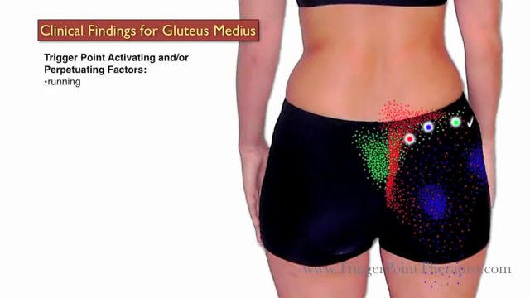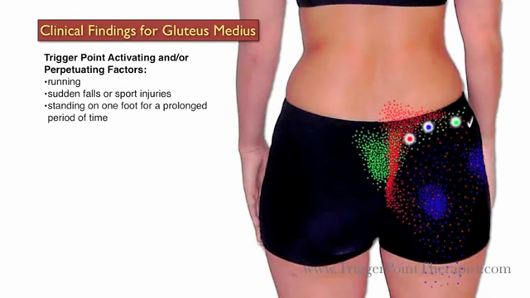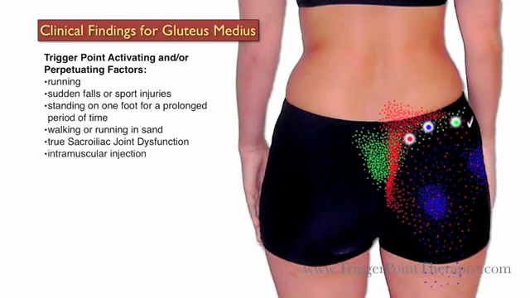Some activating factors for gluteus medius trigger points include running, sudden falls or sports injuries, standing on one foot for a long period of time, walking or running in sand, true SI joint dysfunction, intramuscular injection, and sitting on a wallet.